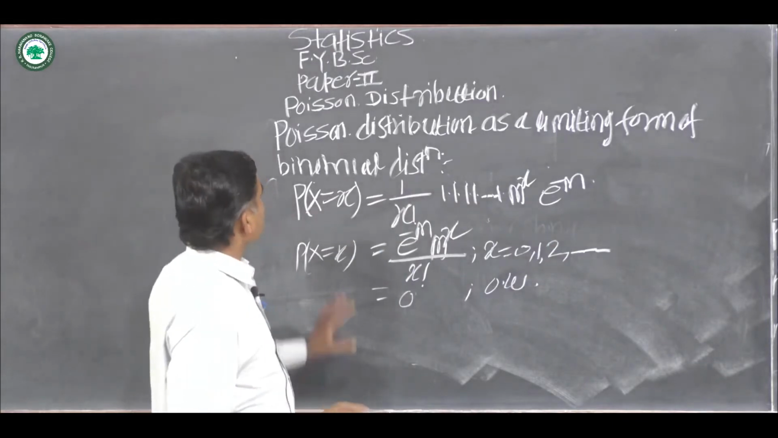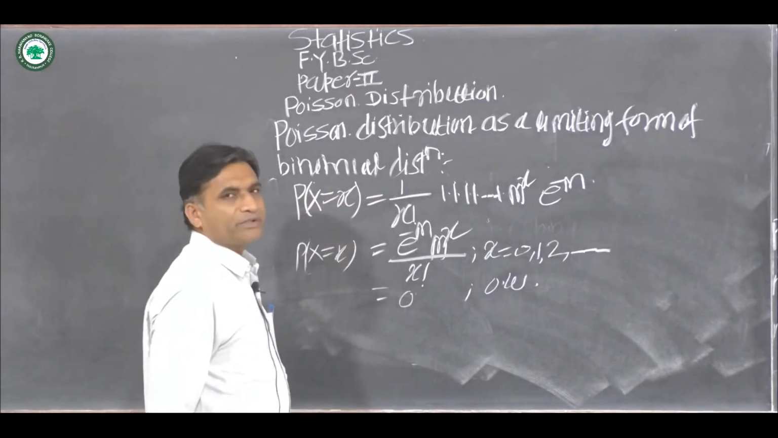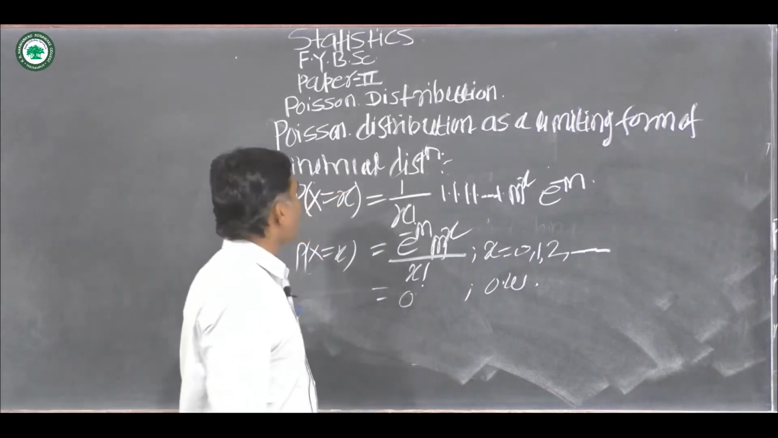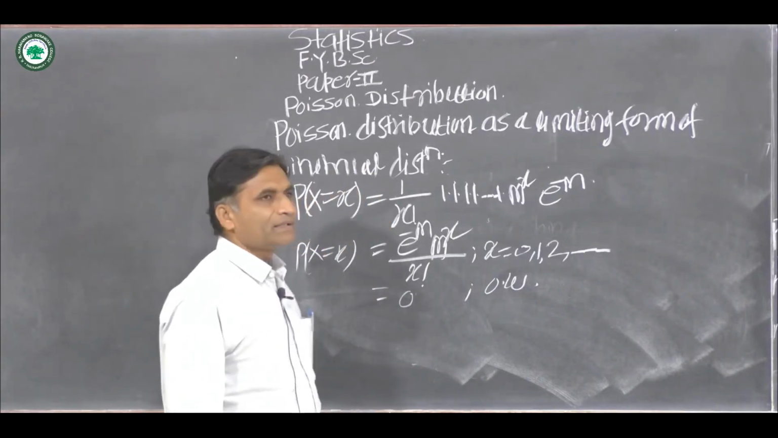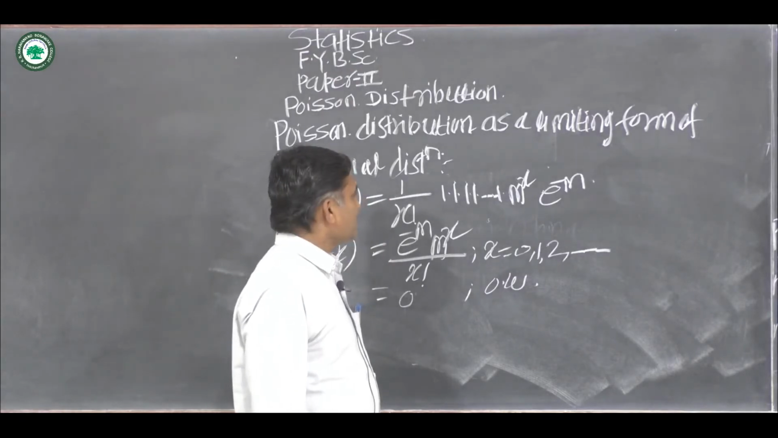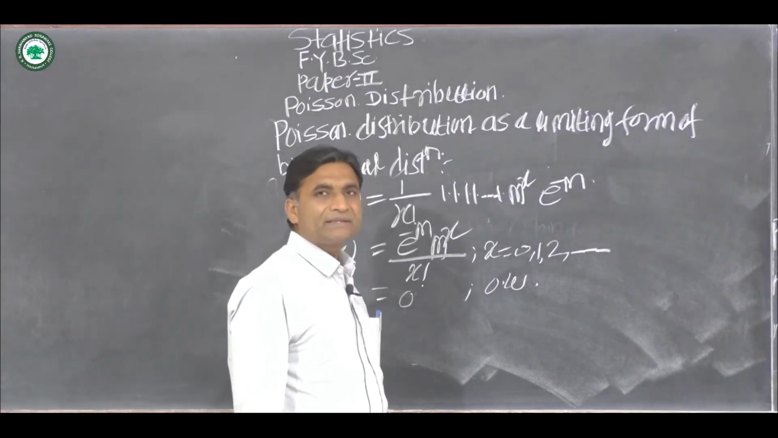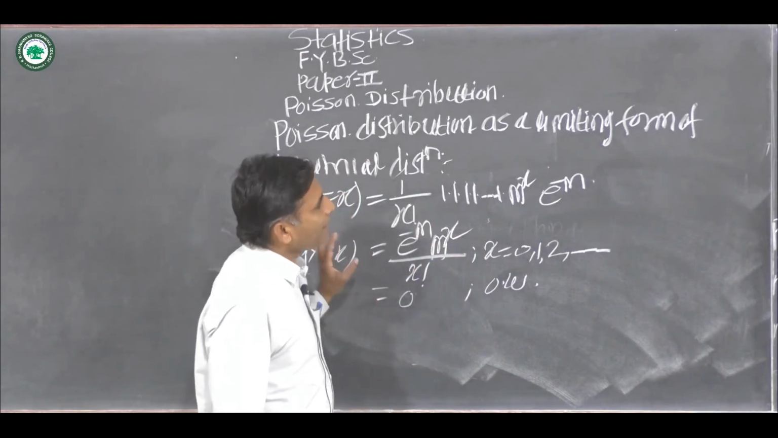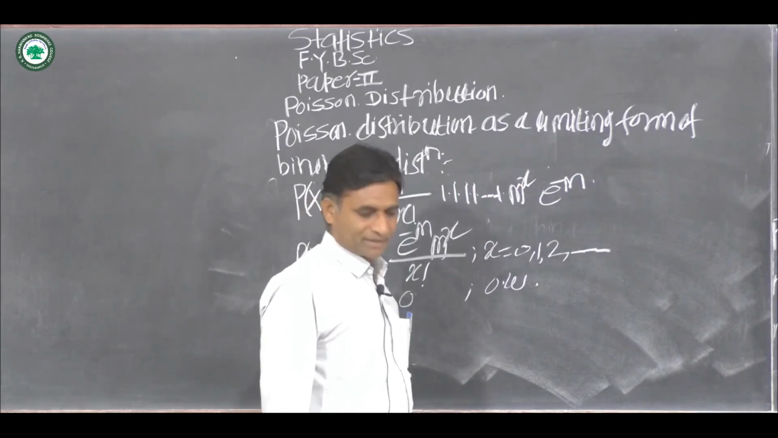This is the limiting case of the Poisson distribution, or the Poisson distribution as a limiting form of the binomial distribution. It means that under certain conditions, that is as n tends to infinity and p tends to 0, the binomial distribution tends to the Poisson distribution, and we proved this here.